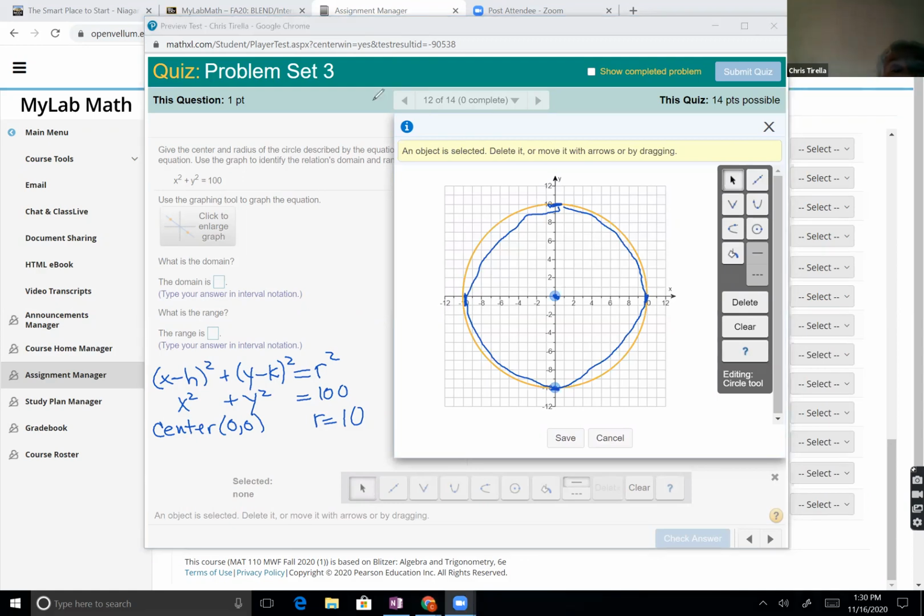In terms of the domain are my x values. My smallest x value is -10. My largest is 10. I hit every number in between. So it would be from -10 to 10, closed interval. For the range are my y values. The smallest y value is -10. The largest y value is 10. And so this one, the range would be from -10 to 10 inclusive. How's that one?